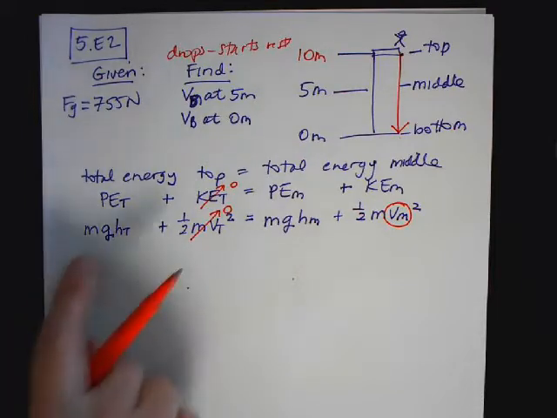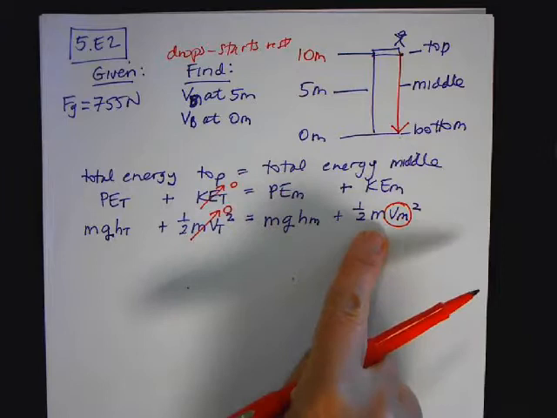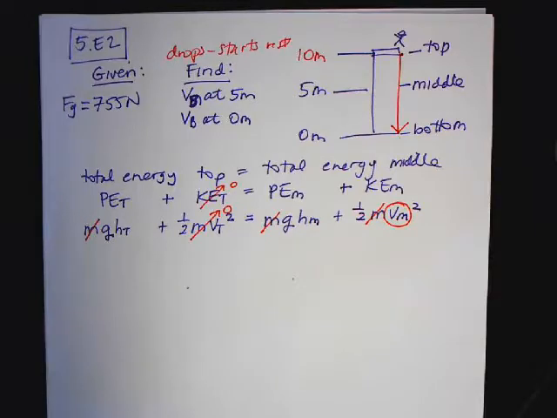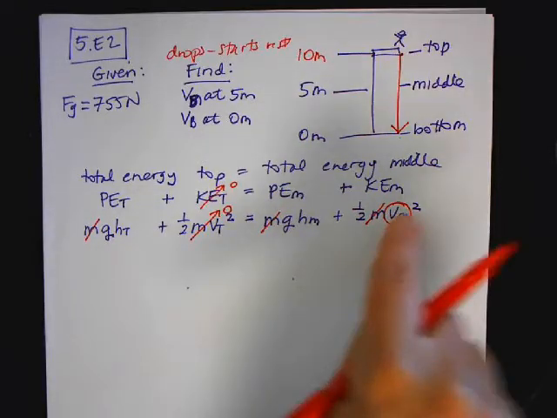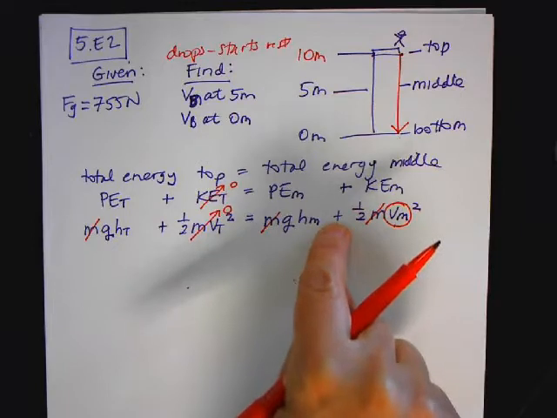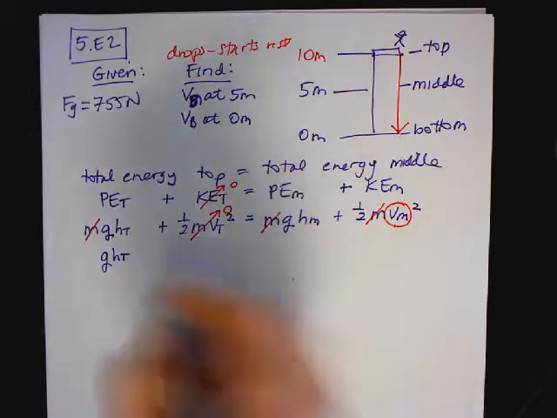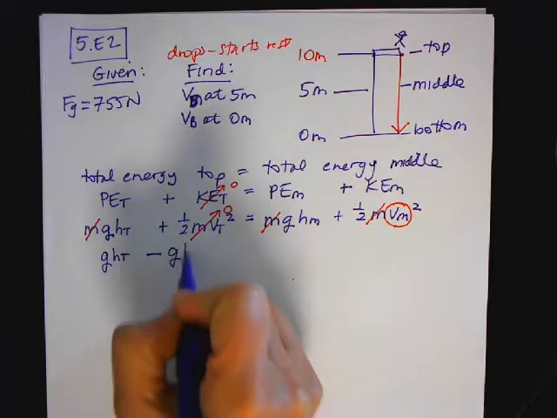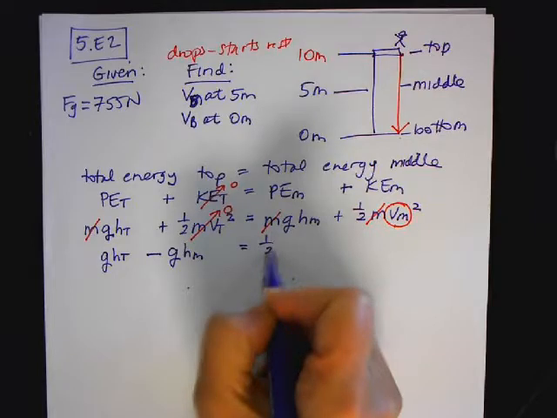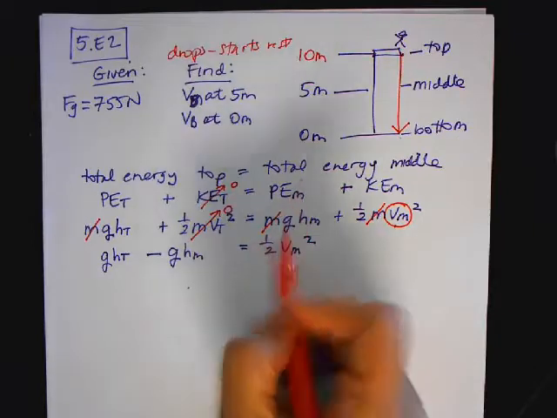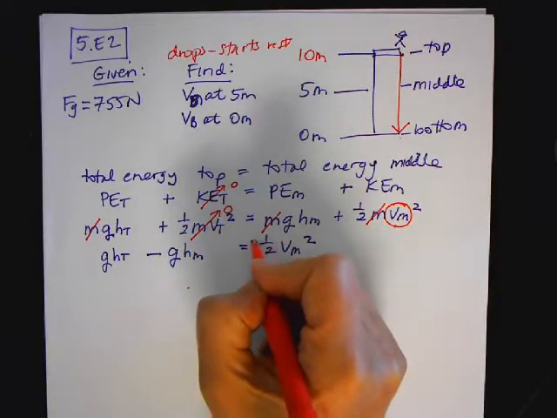So if you look at this, there's an m there, an m there, and an m there. I can cancel that out because I have an m in each term. Only if it's in all 3 terms, right? Now I want to solve for Vm. So what I want to do is isolate this in the numerator all by itself. So because there's a plus, I'll subtract this. So now I'm going to have GHT minus GHM is equal to 1/2 Vm squared. But remember, I want V by itself. So to get rid of that 1/2, what I do is I multiply everything by 2.